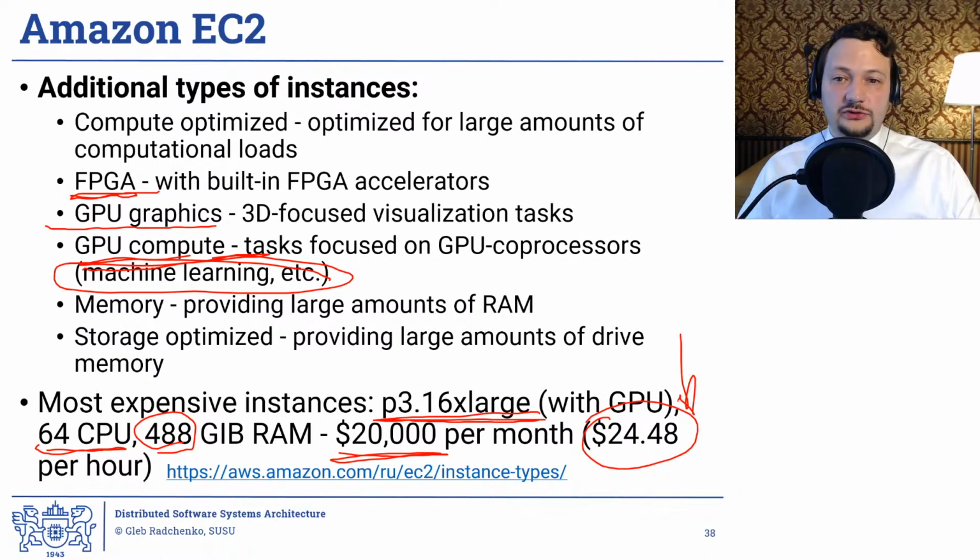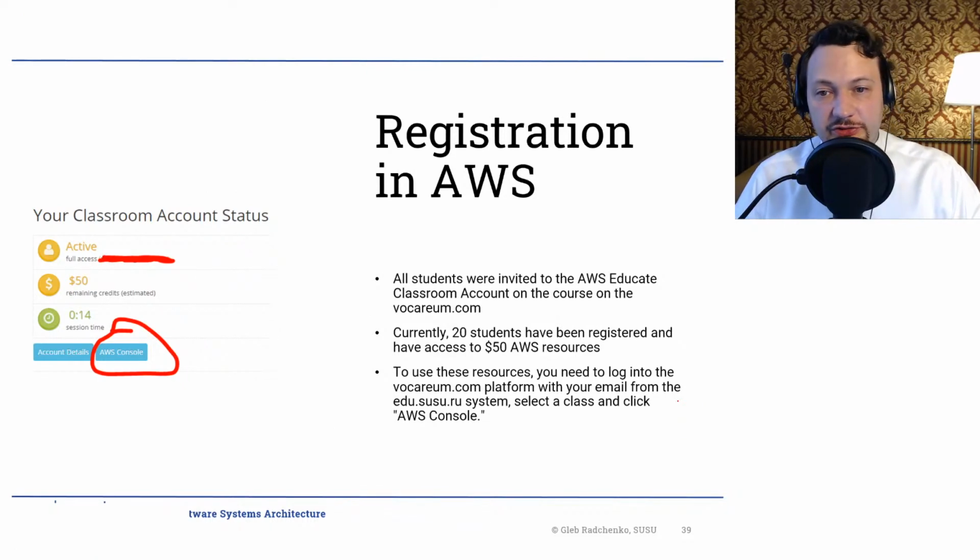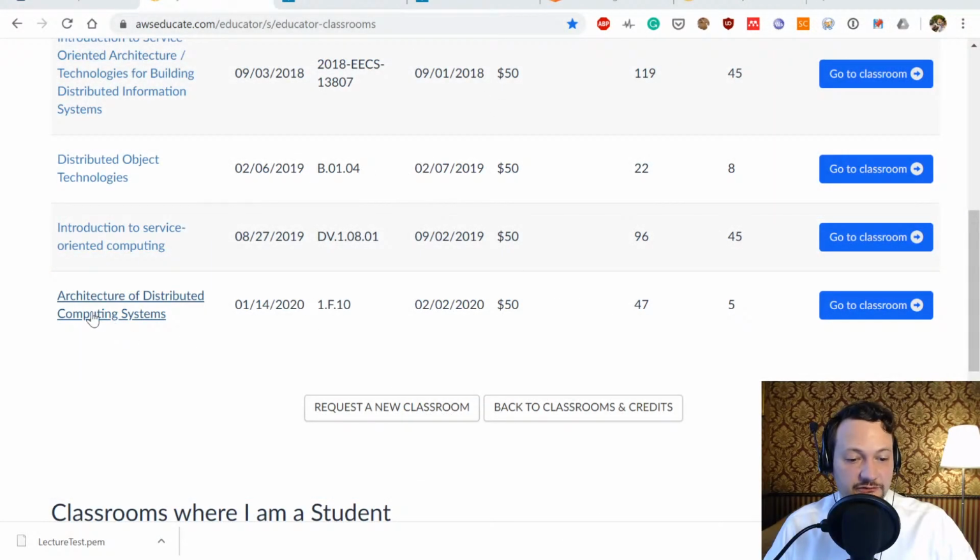So how would you be able to register in the Amazon Web Services? So you should know that all of you already were invited to the Amazon Web Services account using the classroom. So I created a classroom for the class that you are studying right now. And this is, let's go here. This is it. This is the control panel for this classroom. Architecture of distributed computing systems.